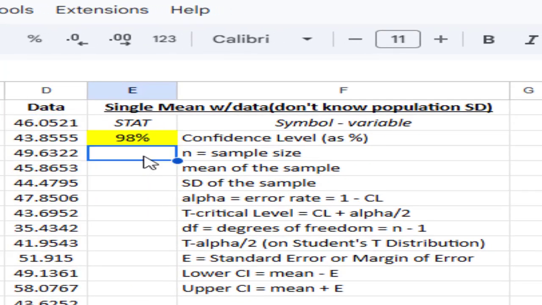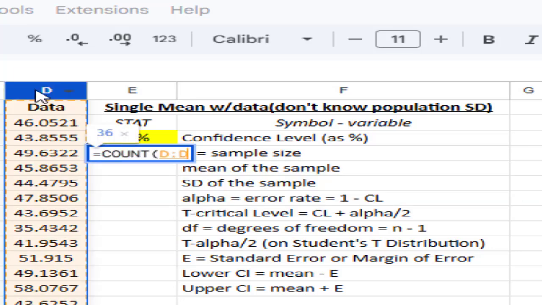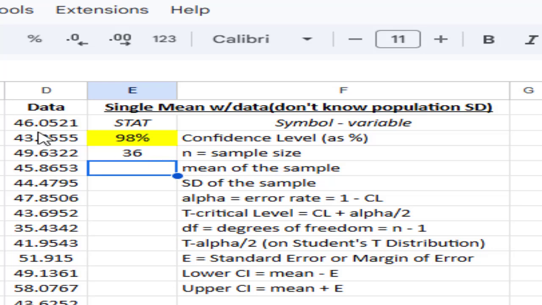Okay, so the first thing we need is our sample size, i.e. how many pieces of data we have, and that is the equals count. That's the count function, right? It's the number of numeric values. So we're going to choose count, and then we're going to click on D because we want it to count everything in column D, and you'll see that it just puts D colon, not semicolon, but full colon D. And so that counts everything. So we have 36 numbers.